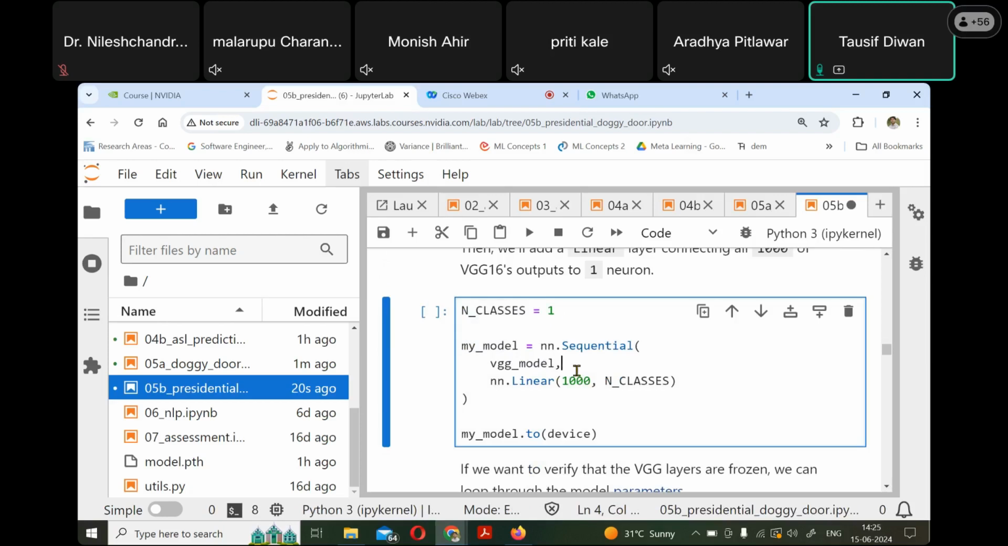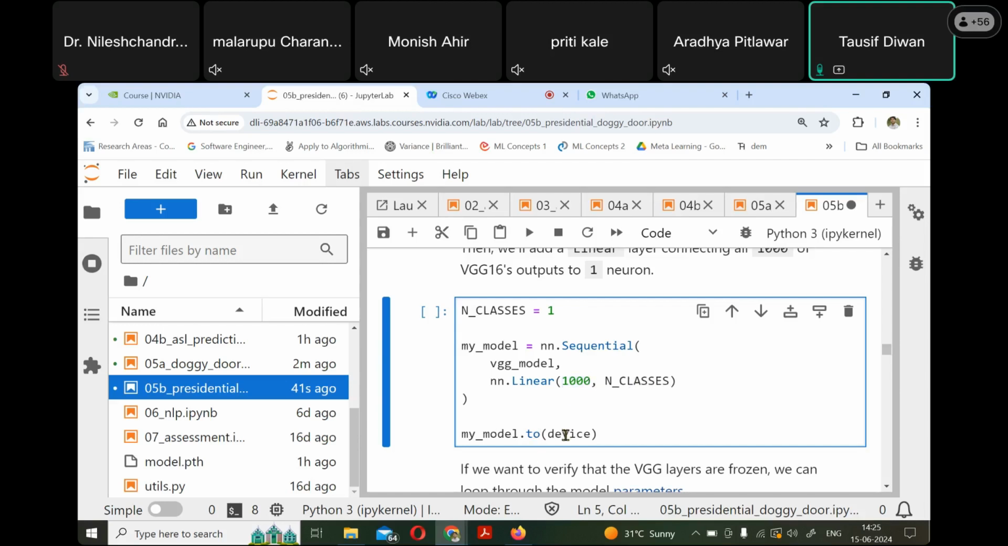That entire model of VGG 16. VGG 16 was a classifier which classified into categories. So we are adding one more layer. Input will be those 1000 neurons and output will be 1. In the final output layer, only a single neuron will be there. Fine.